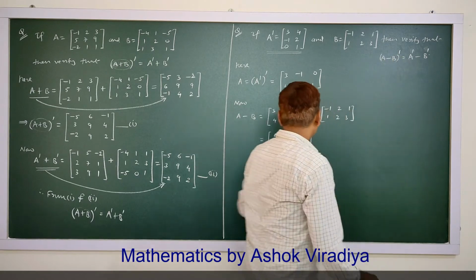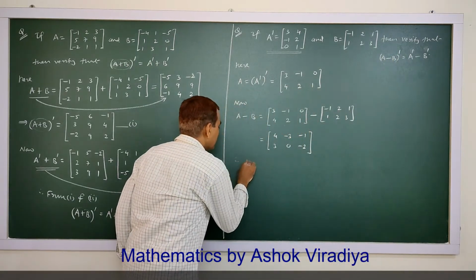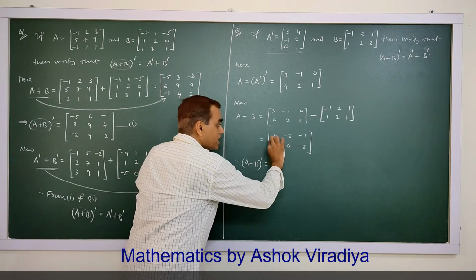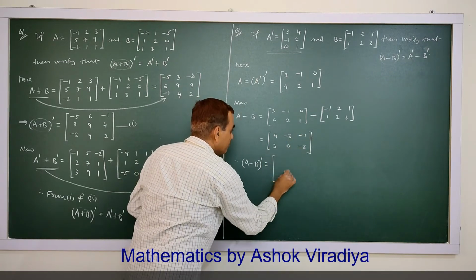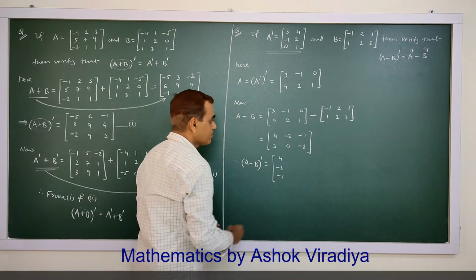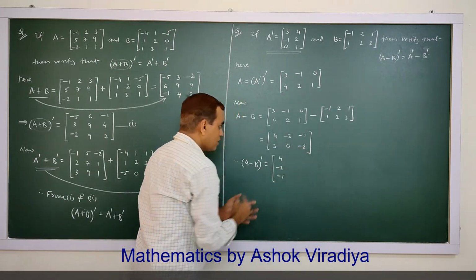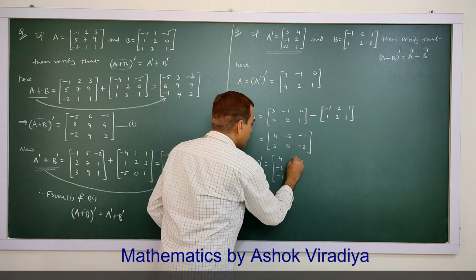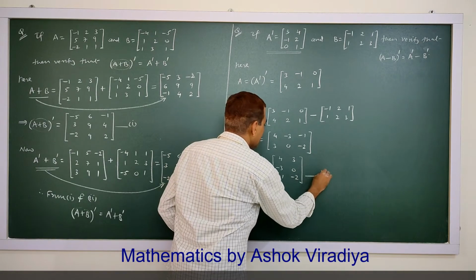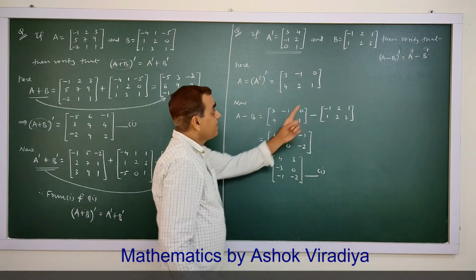Now its transpose. So its transpose is the transpose of this matrix. So we convert these rows into columns. 4, minus 3, minus 1. First row is first column. Second row is second column. So this is the value of the left hand side.